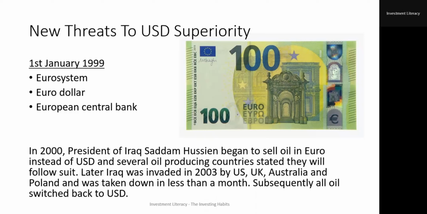And in the year 2000, the president of Iraq, Saddam Hussein, began to sell oil in euros instead of US dollars. And several oil producing countries stated they would follow suit. Later, Iraq was invaded by the US, UK, Australia, and Poland in the year 2003 and was taken down in less than a month. Subsequently, all oil switched back to US dollars.